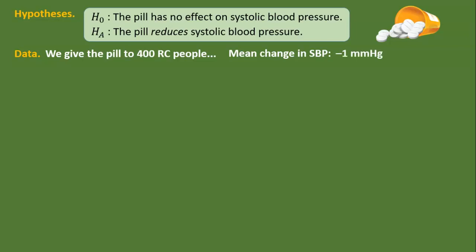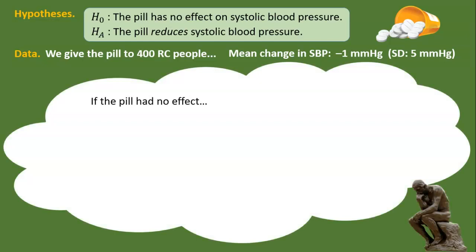That is, one person's blood pressure may have dropped by 10, another's may have been lowered by 3, someone else's went up by 5, and so on and so forth, but the mean of all those changes was a reduction by 1 unit. Moreover, let's say that the standard deviation is 5 units. Now we're ready for our hypothesis test. First step, imagine the null hypothesis is true. If the pill had no effect, we'd expect the mean change in blood pressure to be 0.